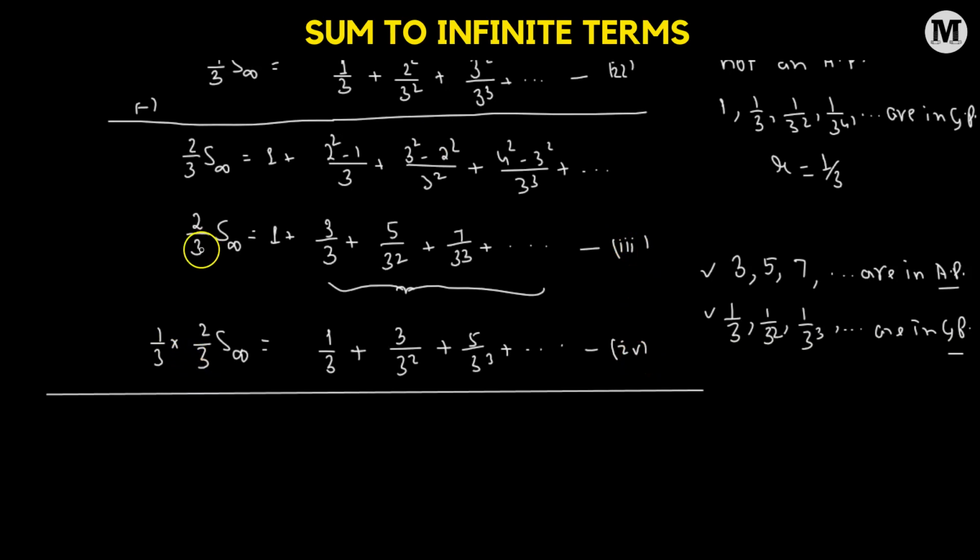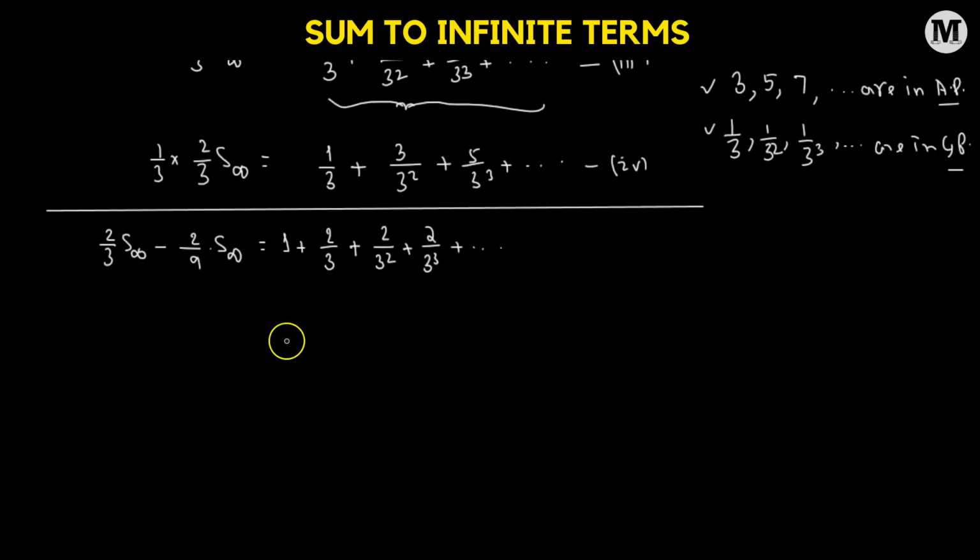Now on the left hand side, we have 2/3 of the sum up to infinite terms minus 2 over 9 times the sum up to infinite terms. This is going to be equal to 1 added to, now we take the second term of series number 3 and from here subtract the first term of series number 4. So 3 over 3 minus 1 over 3 gives us 2 over 3. Added to 5 over 3 squared minus 3 over 3 squared, that's 2 over 3 squared. Added to 7 over 3 cube minus 5 over 3 cube, so that's 2 over 3 cube. And we have the rest of the terms.